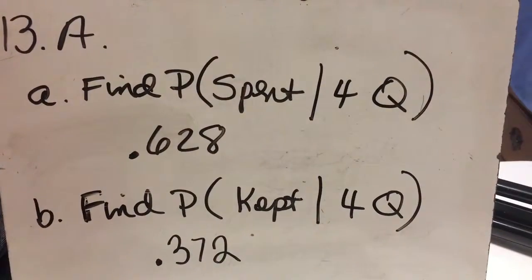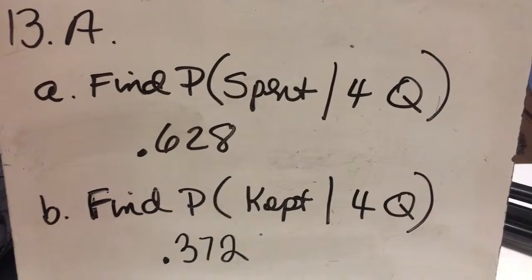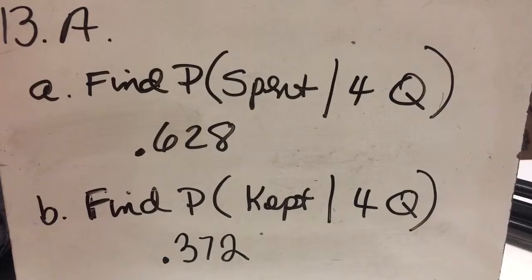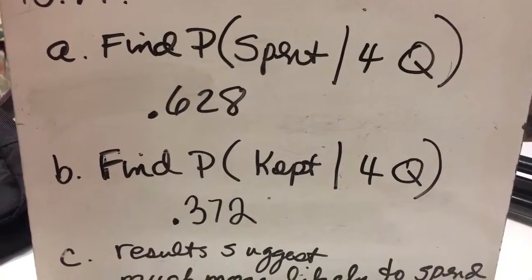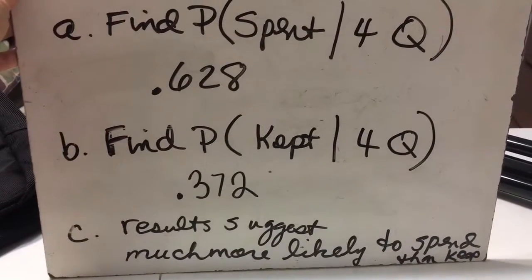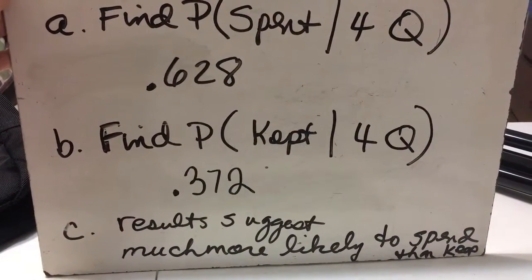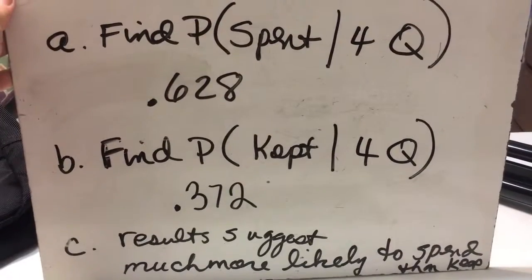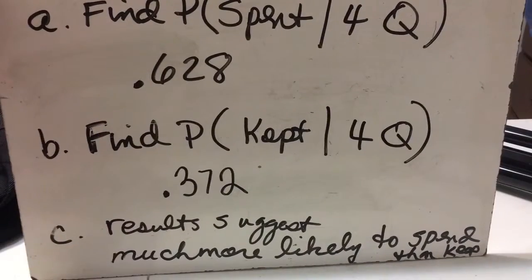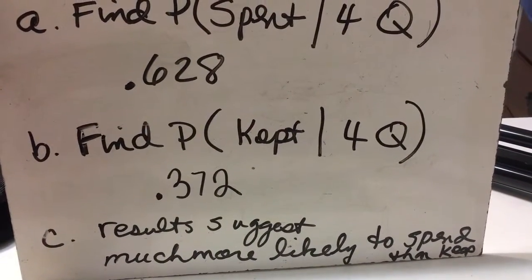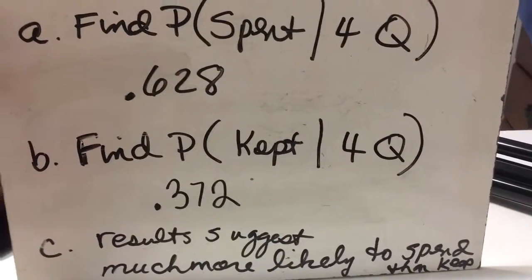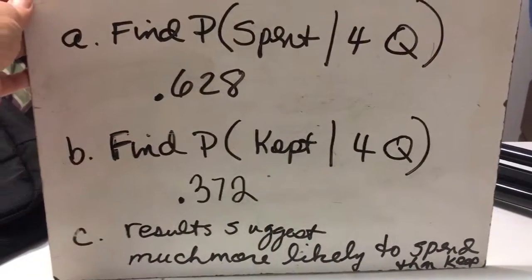So here's the board where I wrote the answers. On A, we were supposed to find the probability of spent given we had 4 quarters given to us. I found the probability, which I will show you how we did in just a minute, and it was 0.628. On the second probability, I'll show you how in a moment, and it's 0.372. So my results were that it was much more likely to spend than to keep 4 quarters. But now let's get nitty-gritty on how we get those answers.